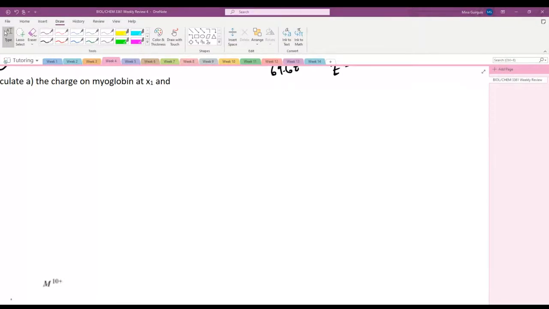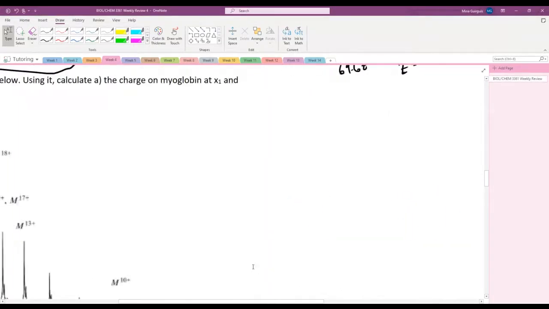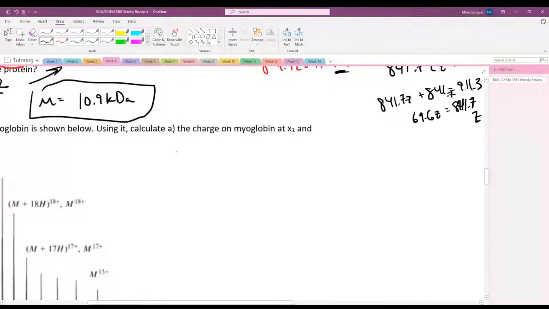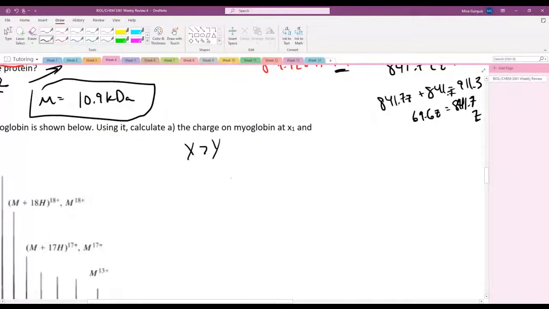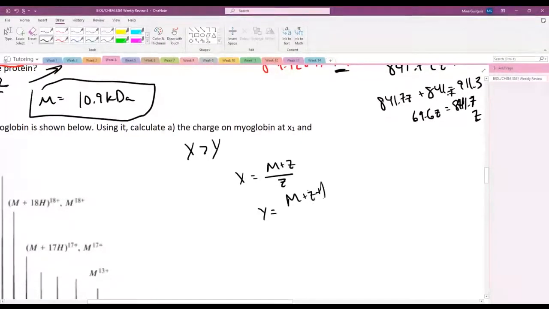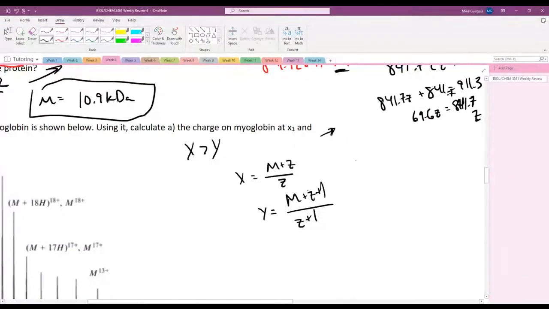So when we're solving this, I believe, if I remember correctly, X is the bigger number. Oh wait, hang on, it's right there. I'm getting into my own head. X is the bigger number, that's correct. So if I'm going to say X is greater than Y, that means that X is equal to M plus Z over Z, and Y is equal to M plus Z plus 1 over Z plus 1. Okay, and I'm going to do the exact same thing I did up here. I'm going to isolate the M's.